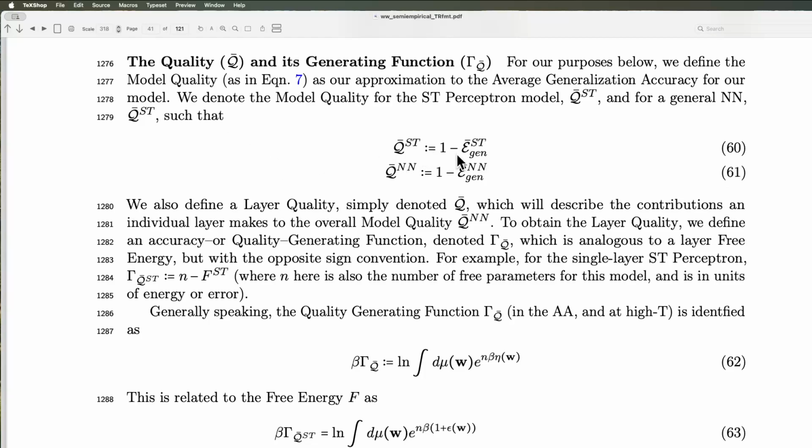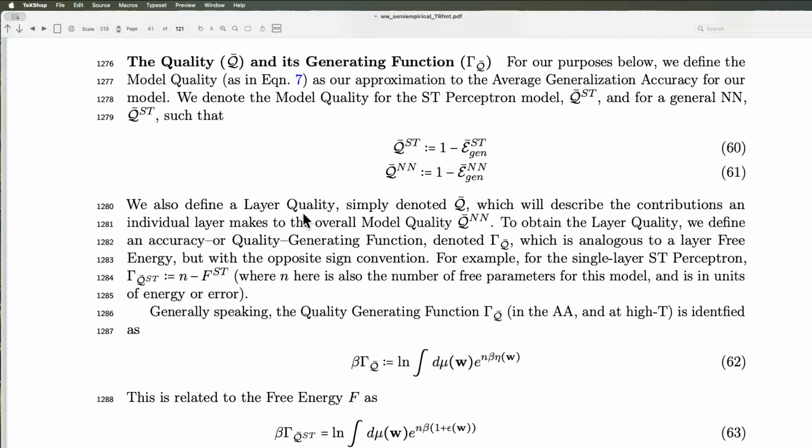Such that Q_ST is 1 minus epsilon ST generalization, and Q_NN is 1 minus the epsilon neural network generalization. So this is our definition. And of course, we're at high temperature, so it could also just be 1 minus the training error, right? They're going to be the same objects. And we might even want to note that in 60 and 61, that they're going to be the same, because we're going to be at high temperature in all cases.